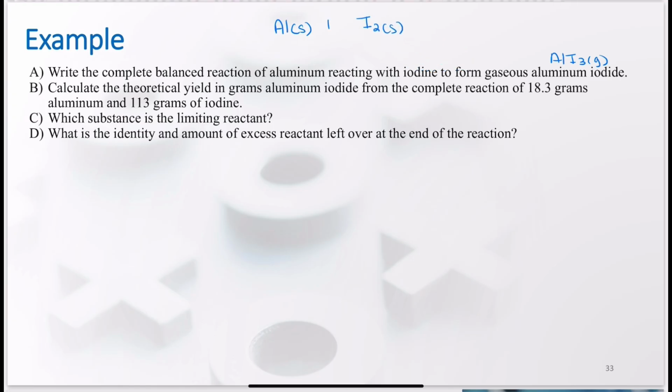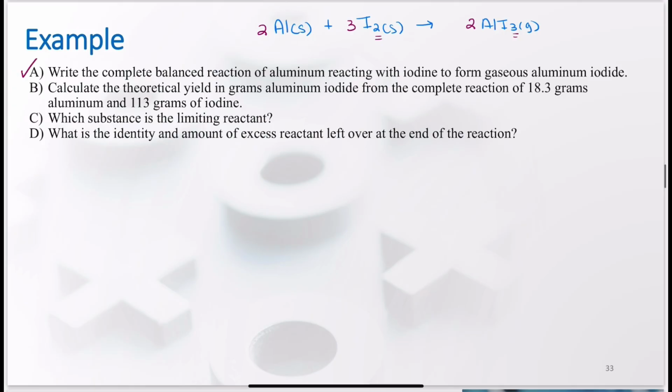Now what I need to do is figure out the balancing. I do have that combination 2-3 going on here that we've talked about before when balancing. So because of that, I'm going to go ahead and balance that iodine right away because it's going to mess up everything else. And the lowest multiple here is to put a 3 in front of the iodine and a 2 in front of the aluminum iodide. This does change the number of aluminums I have, so I need to put a 2 in front here, and now I have it balanced. 2 moles of aluminum react with 3 moles of iodine, I apologize, to form 2 moles of aluminum iodide.